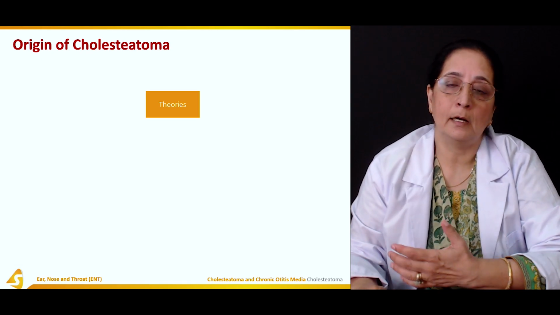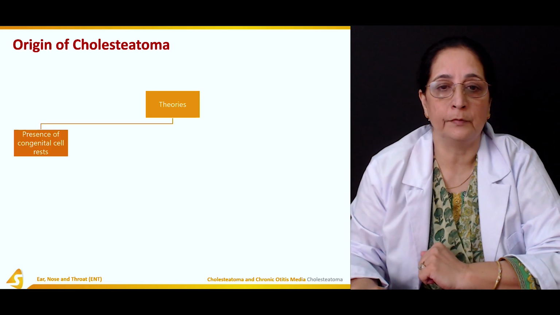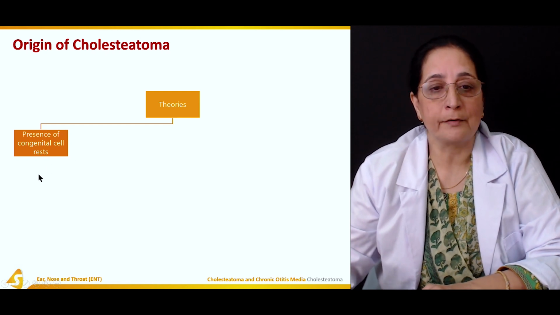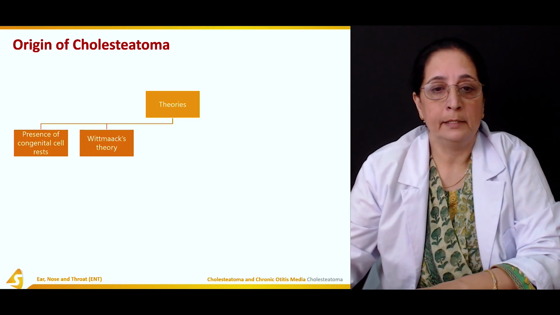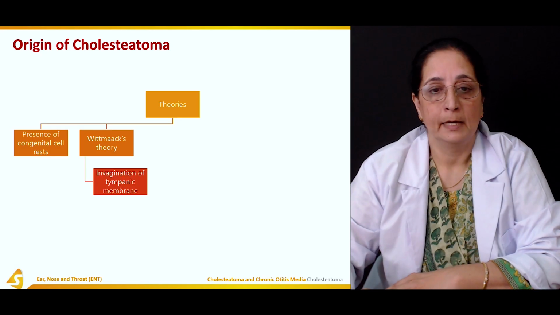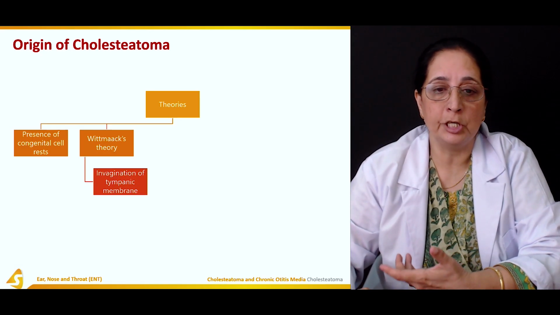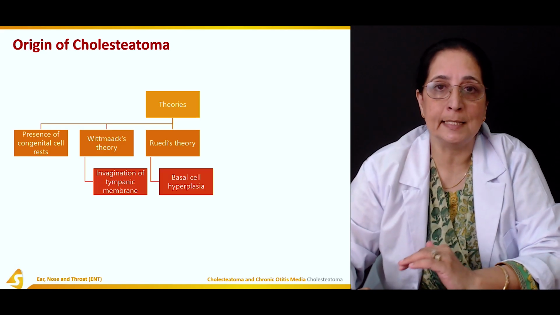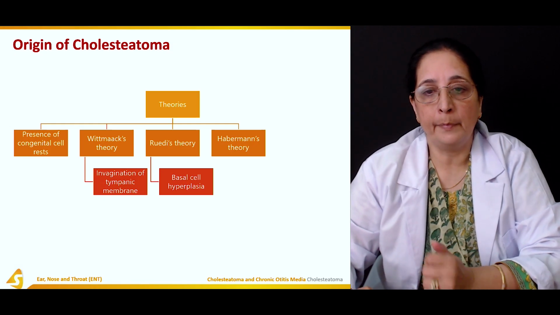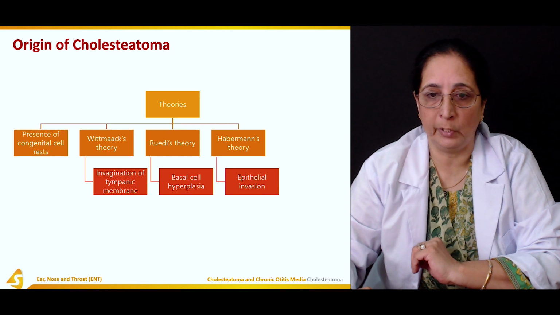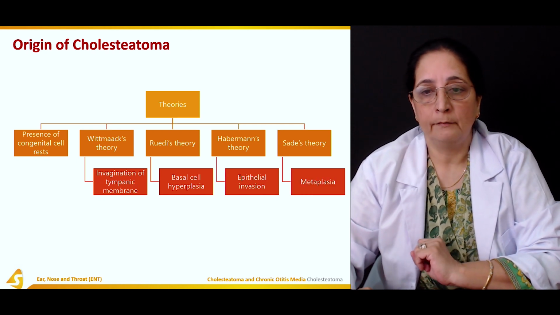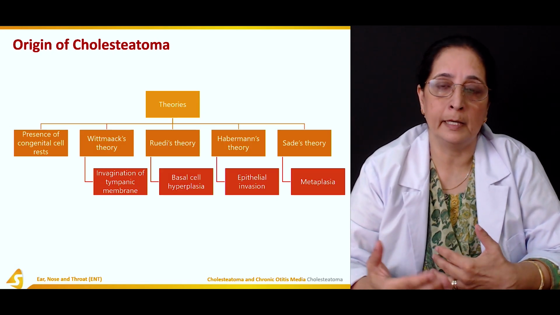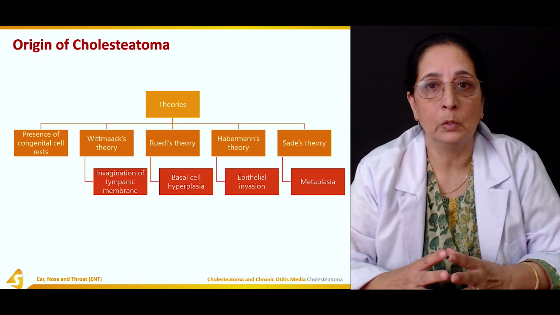Origin of cholesteatoma: there are different theories regarding the origin of cholesteatoma. One theory is that there is presence of congenital cell rests. Then there is Whitmack's theory, in which they believe that there is invagination of the tympanic membrane. Then there is Rudel's theory, in which there is basal cell hyperplasia. Then we have Haberman's theory, in which there is epithelial invasion. And then Sadie's theory, which is characterized by metaplasia. So all these are the different theories that they think can lead to the formation of cholesteatoma.